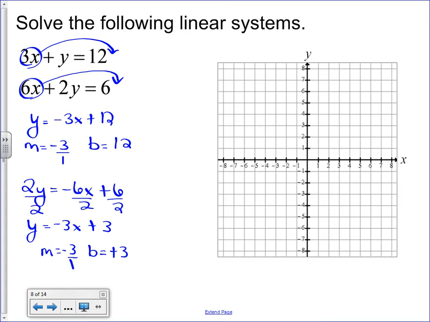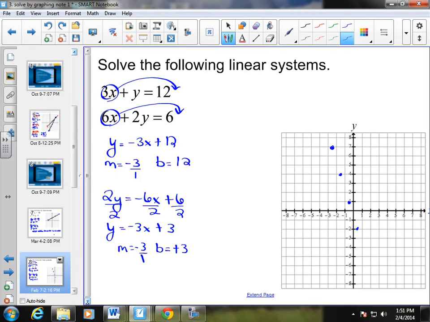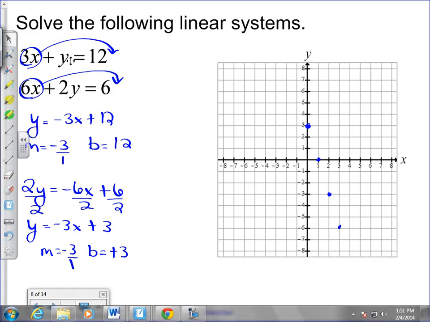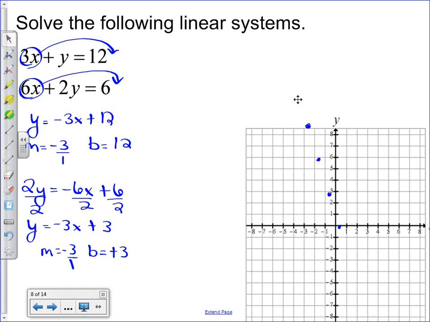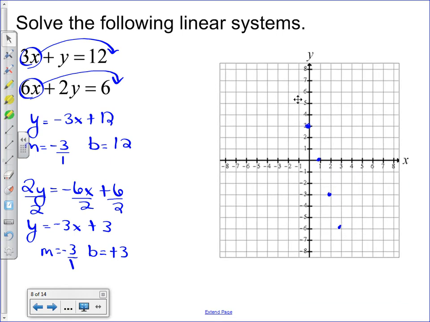So I know our graph isn't really a good graph because it doesn't show it. If I graph my second line here, I'll start at positive 3, and then I would go down 3, over 1. Down 3, over 1. Down 3, over 1. There's one line. I don't know why I keep doing that. Let's try this one more time.